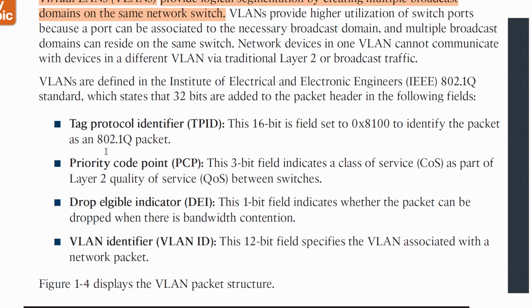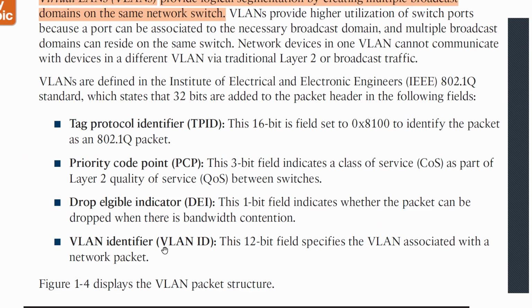Okay. Then priority code point, PCP. This is a 3-bit field that indicates the class. This is for QoS basically, for quality of service. So 3 bits for quality of service. Drop eligible indicator. This is also related to quality of service only. That is having 1 bit.